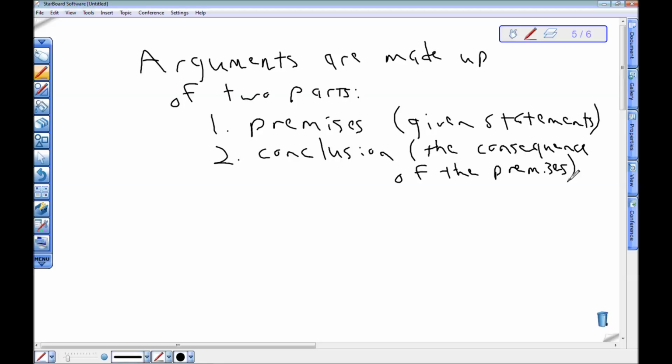I do say premises instead of premises. I'm not sure why. I think both are correct pronunciations, but for some reason when I'm talking about math, I think premises sounds correct.